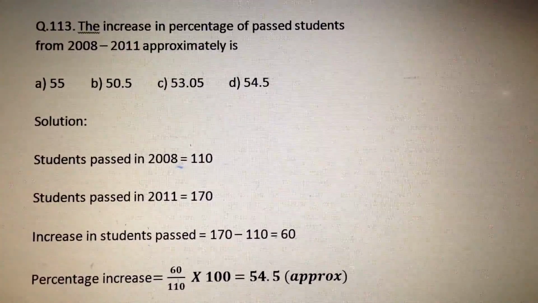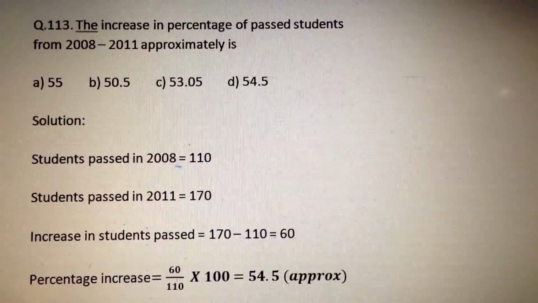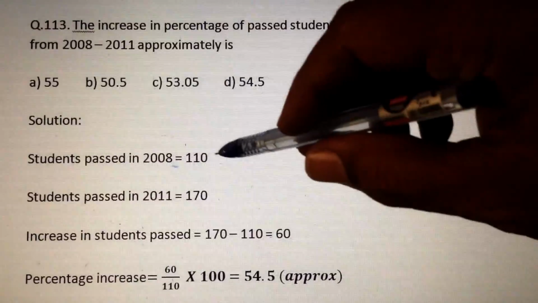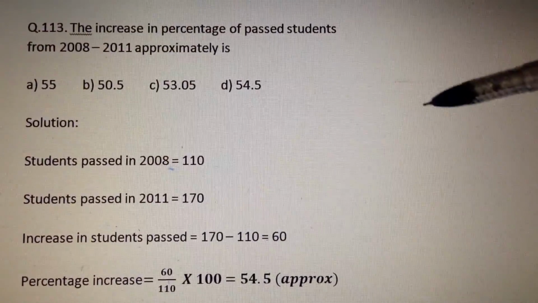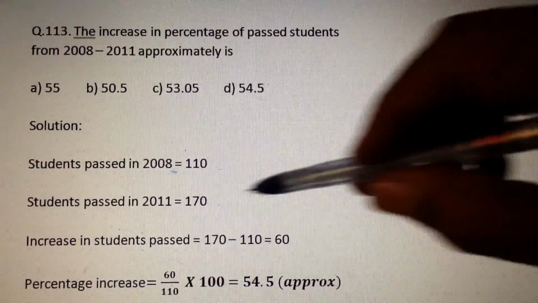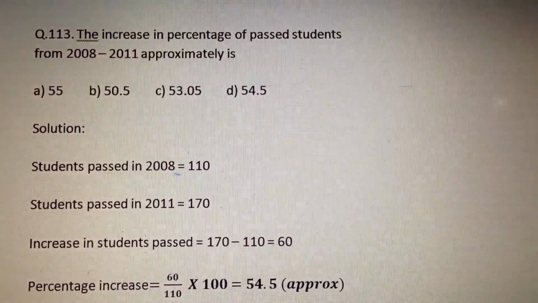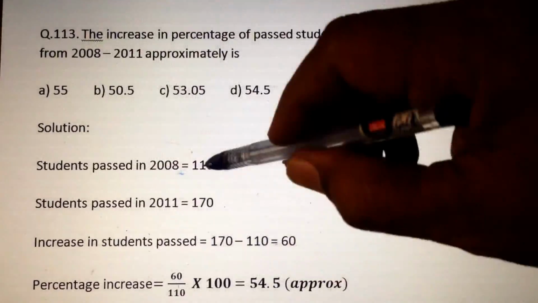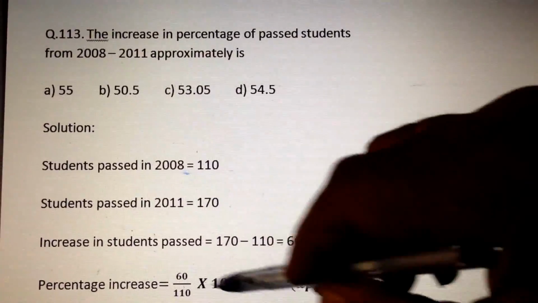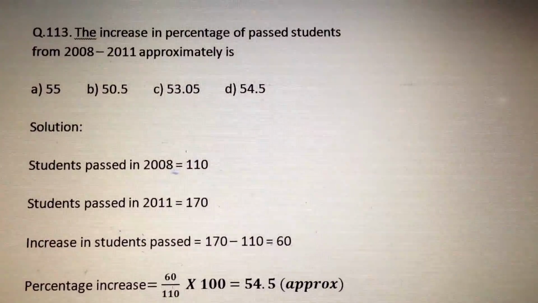Next question. The increase in percentage of passed students from year 2008 and 2011 approximately is. If you see the polygon, you can see that the students passed in 2008 is equal to 110 and students passed in 2011 is equal to 170. So there is an increase in the number of students passed. Increase in students passed is equal to 170 minus 110, which is equal to 60. Therefore, percentage of increase is equal to 60 by 110 into 100, which is equal to 54.5 approximately. So our answer is option D.